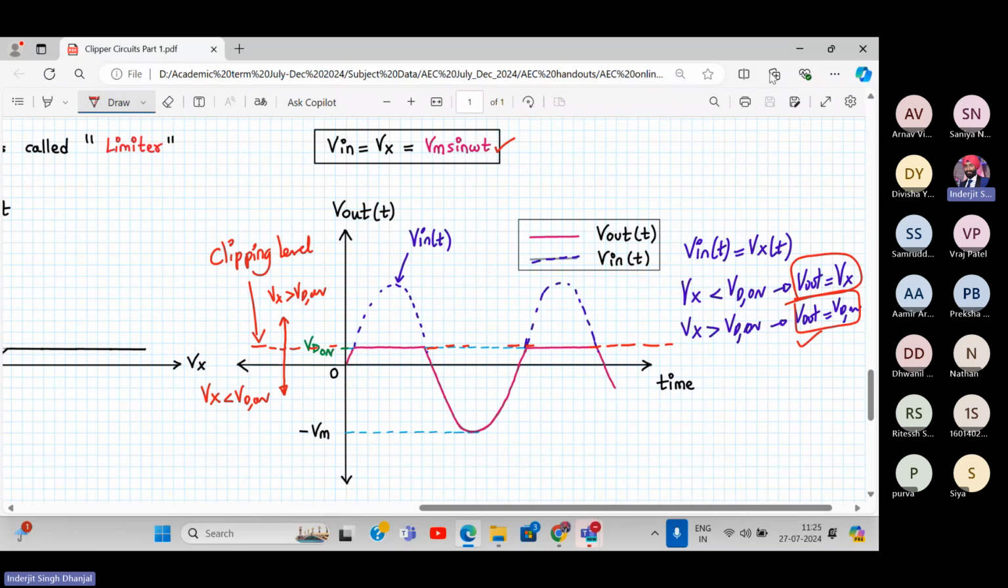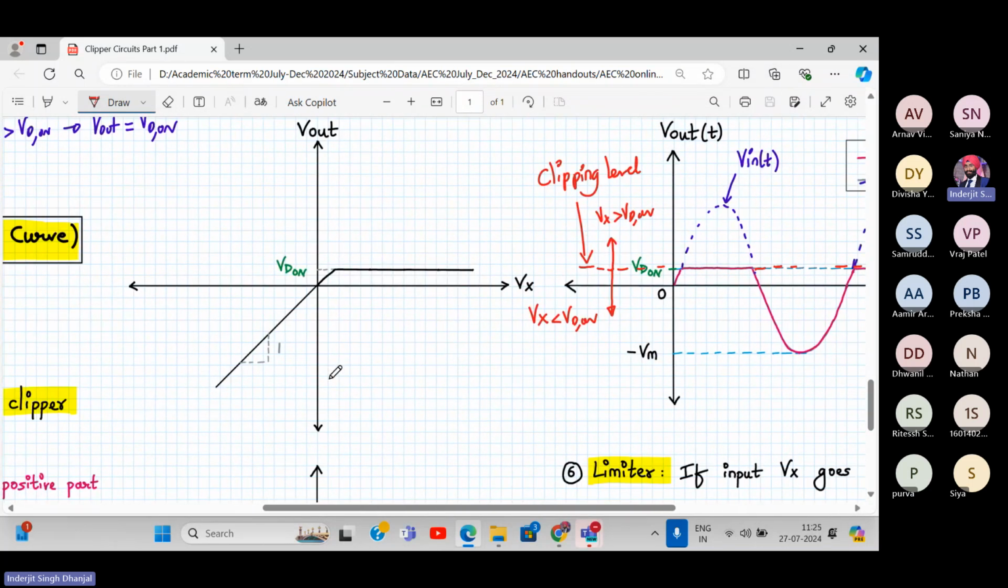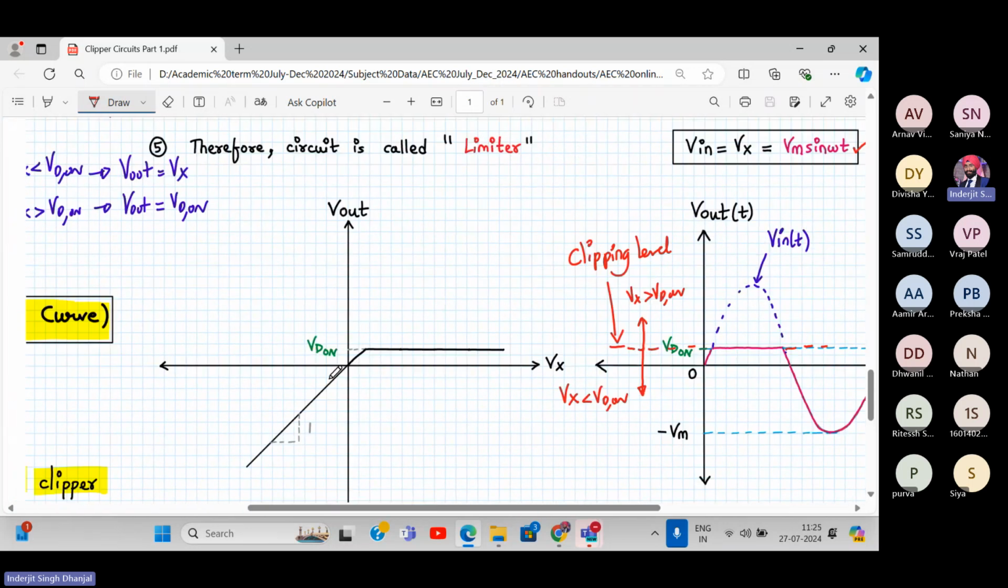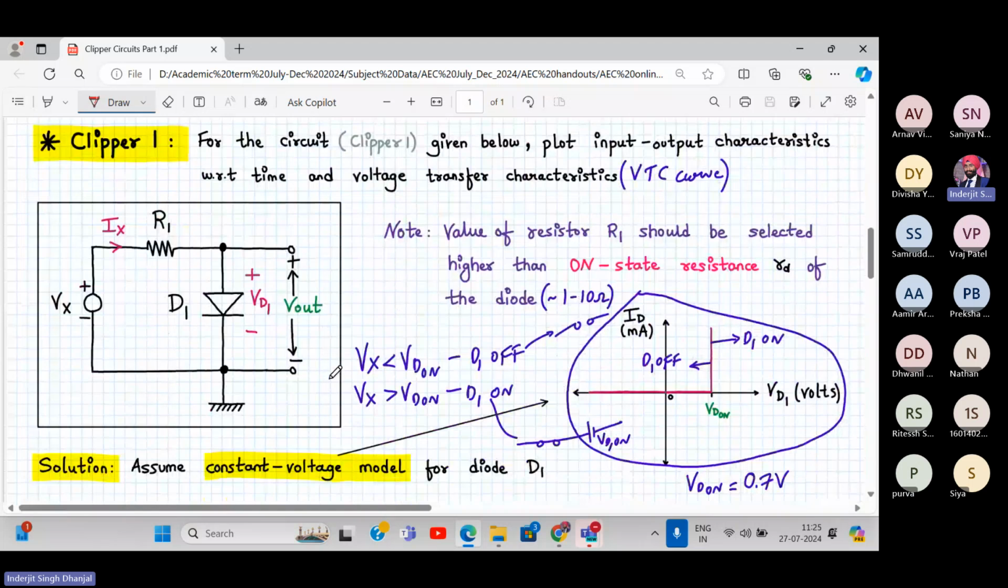My Vin is Vm sin omega t. Now on the same lines, this is my VTC curve and this is my input and output waveforms. Now we have connected this clipper circuit like this. The variation will be that we connect the battery in series like this, positive, negative. So we have to check whether this is assisting the diode to turn on, or not helping the diode to turn on.